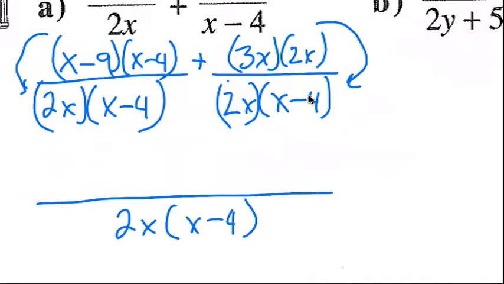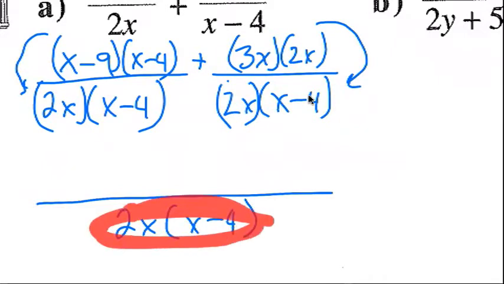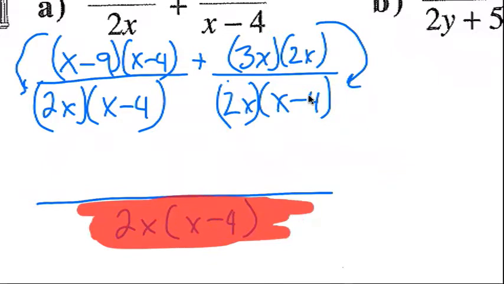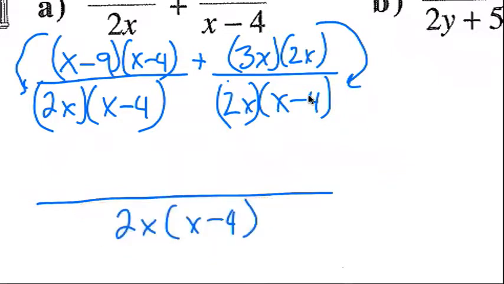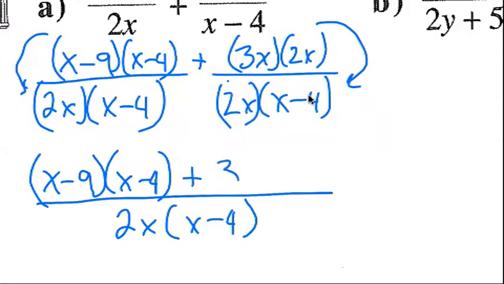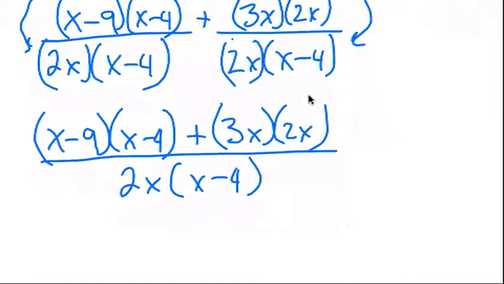Do not expand. Do not multiply these out, because eventually stuff is going to have to start canceling, and you're going to have to factor it again if you multiply it out. Do not multiply these out. Our numerators, though, well, that's a different story. x minus 9, x minus 4, plus 3x times 2x. My numerators, I do need to expand out and combine like terms.